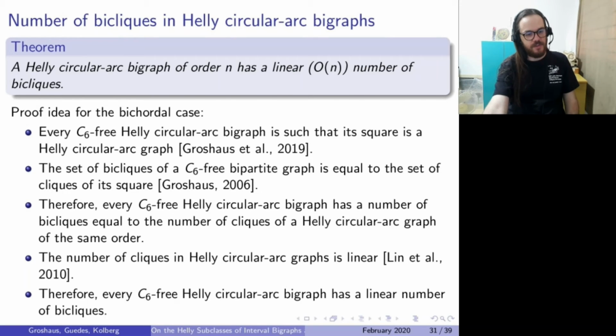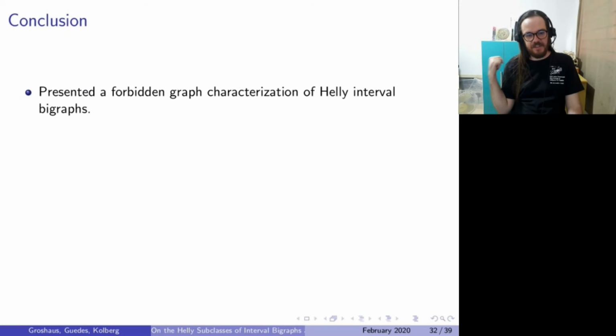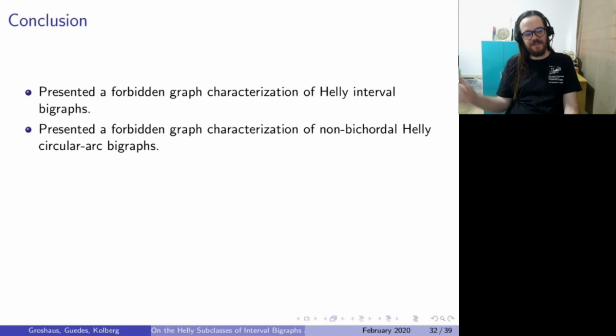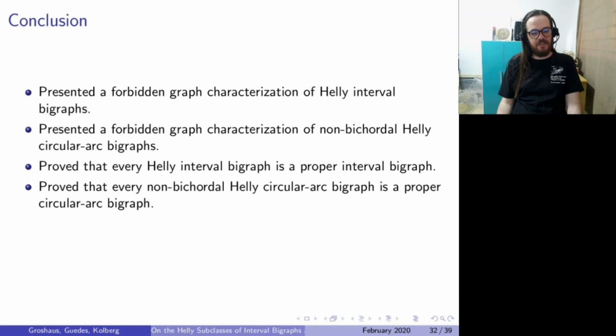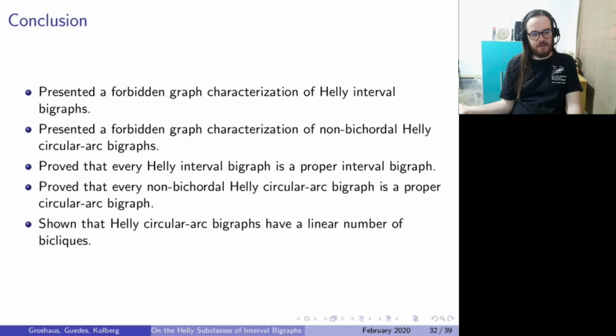So in conclusion, we showed forbidden graph characterizations for Helly interval bigraphs and non-bichordal Helly circular arc bigraphs. We proved that every Helly interval bigraph is a proper interval bigraph, and that every non-bichordal Helly circular arc bigraph is a proper circular arc bigraph. And then we showed an upper bound for the number of bicliques in Helly circular arc bigraphs.